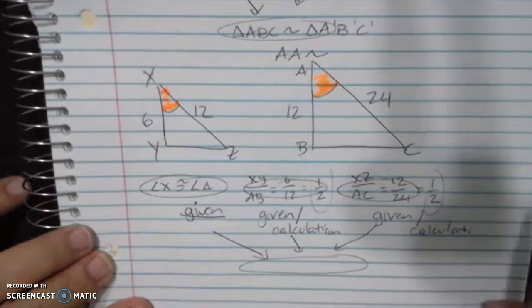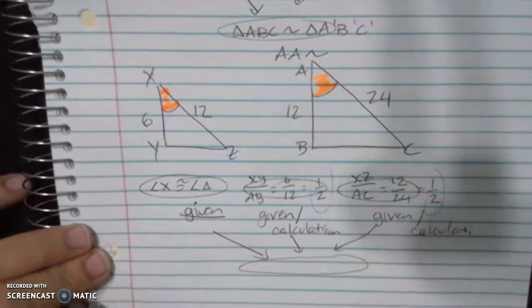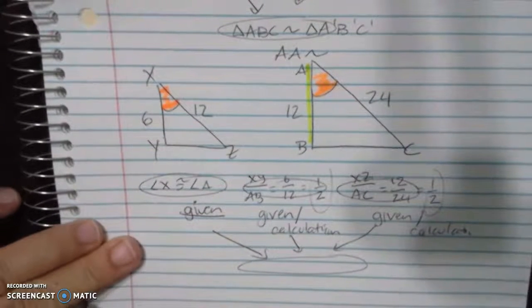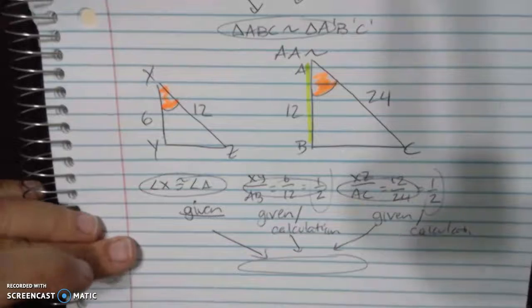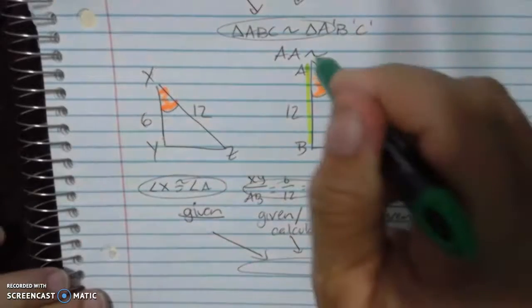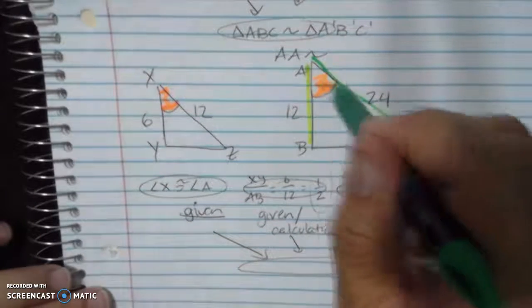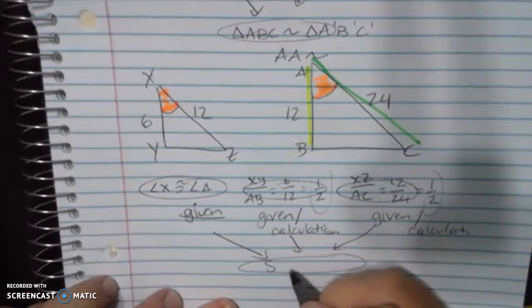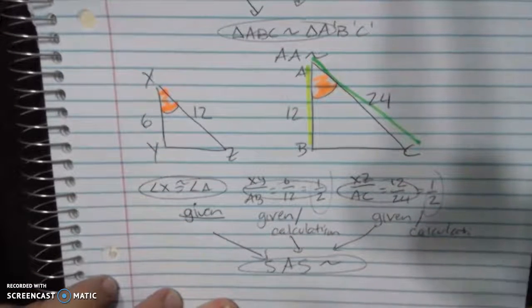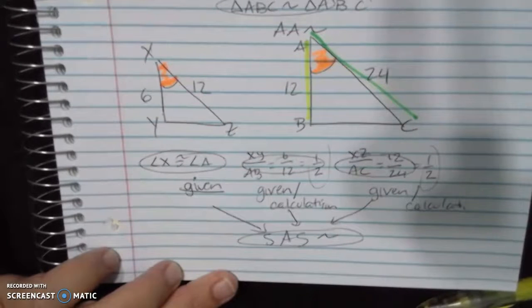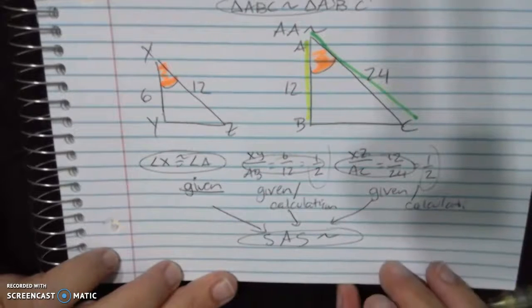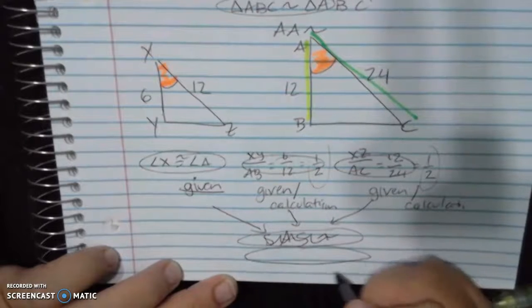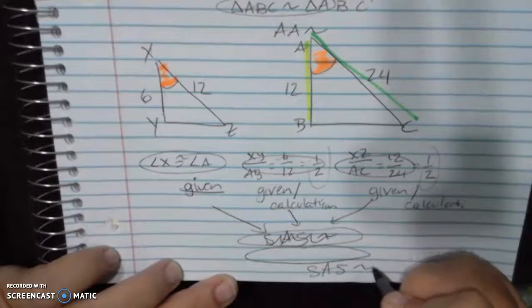But which method did I use? Well, you see I have a side, I have an angle in orange, and then I have another side right here. So side, angle, side. It goes in order. So I'm going to do side, angle, side, similarity theorem. Oh no, actually that's going to be my reason. Sorry about that. Side, angle, side is my reason.